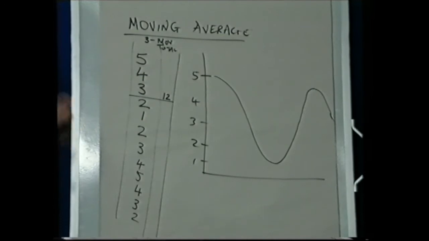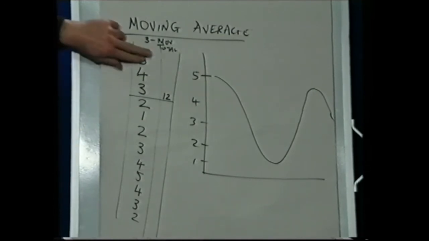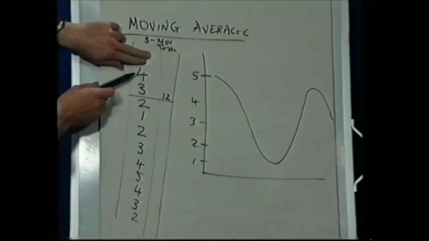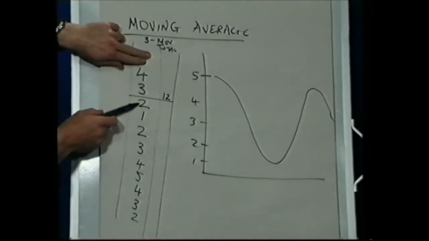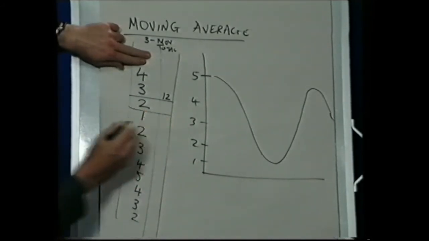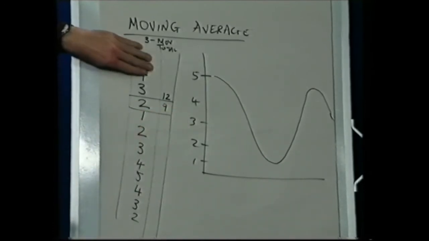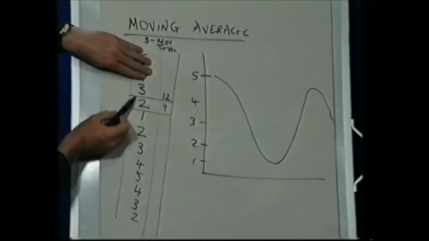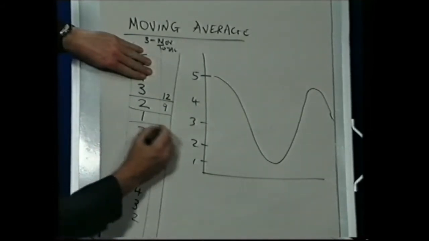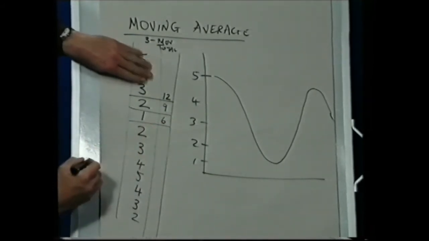and I put that 12-cent total alongside the last day of the 3. I then take the next batch of 3 days, ignoring the first day. I've got a price of 4 cents, 3 cents, and 2 cents, and those 3 add together to give me a total of 9 cents. I then cut out the first day and take the next batch of 3, 3, 2, and 1, gives me a moving total of 6 cents.